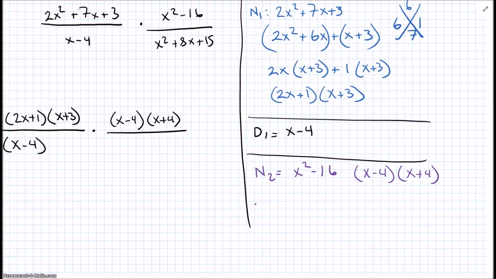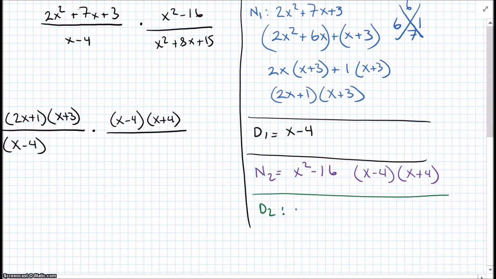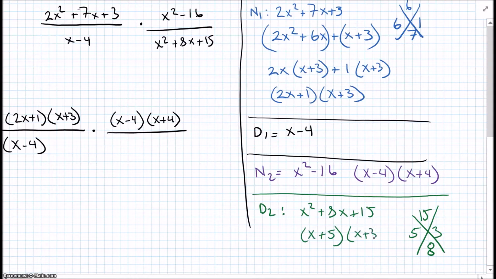Alright, let's do denominator 2. We use green. So denominator 2, we have x squared plus 8x plus 15. So my a times c value is 15. My b value is 8. So two numbers that give me a product of 15 and a sum of 8: 5 and 3. So I can rewrite this as x plus 5 times x plus 3.